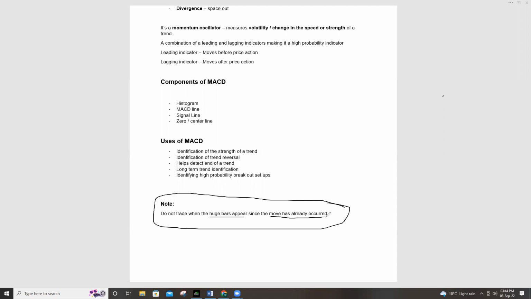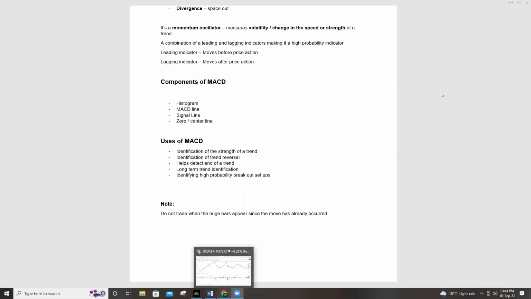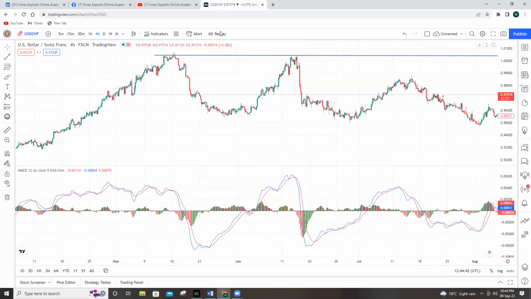Remember, this is a momentum oscillator, meaning it's supposed to show you before the move happens and of course after the move happens. So you either take the leading or the lagging part of the MACD. I hope you pay attention to this note because this is what will determine your success while you're trading MACD. To show you on a chart, this is exactly what I mean. Do not get into the trade when these bars appear here, because what this shows is that the move has already happened.